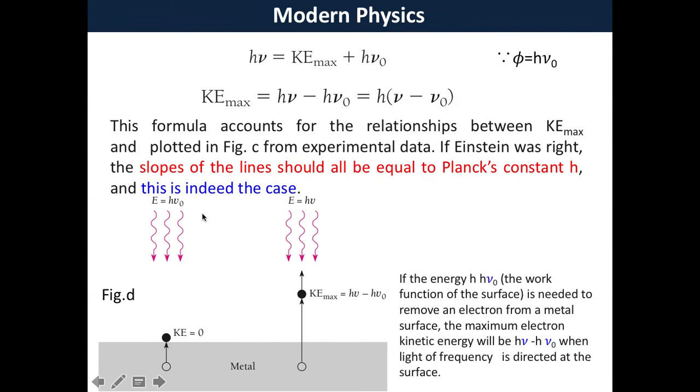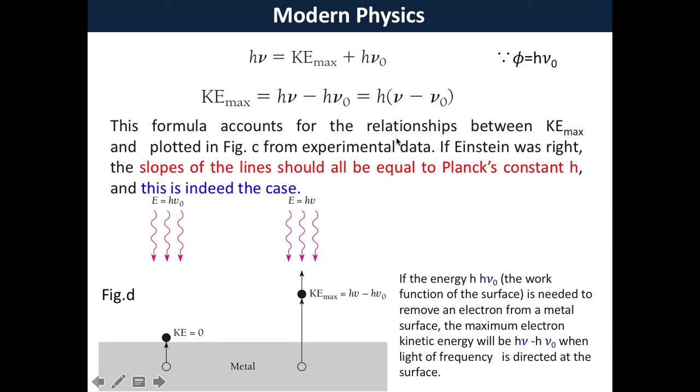This is Figure D. So here it is h nu 0, and then the kinetic energy is 0. When a photon strikes the metal, the electron will leave the metal surface. So the maximum kinetic energy is equal to h nu minus h nu 0. So h nu is equal to kinetic energy plus work function phi. So kinetic energy is h nu minus h nu 0, which is h times nu minus nu 0.